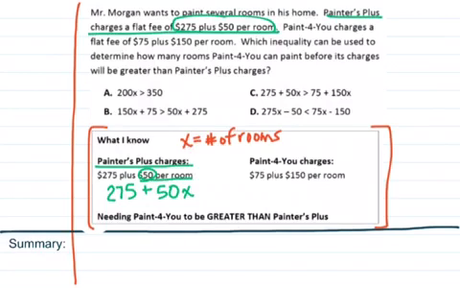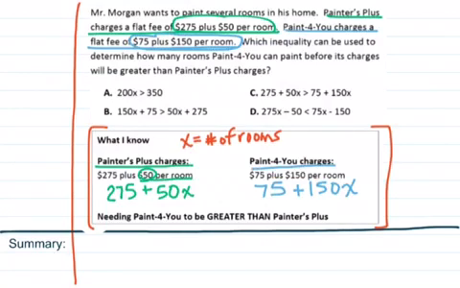Then what do we have? Paint for You charges a flat fee of $75. That sounds like a good deal, better than the other one. Plus $150 per room. Well, now they're charging more per room. So this is very real life, that we've got to look at and compare. $75 is that initial showing up to the door fee, plus $150 per room.